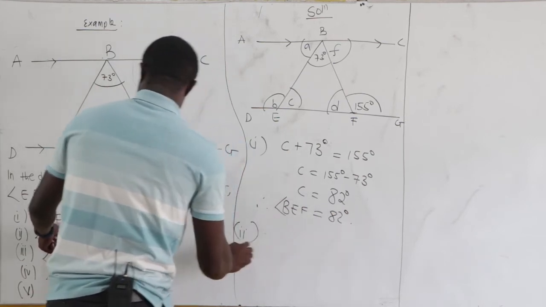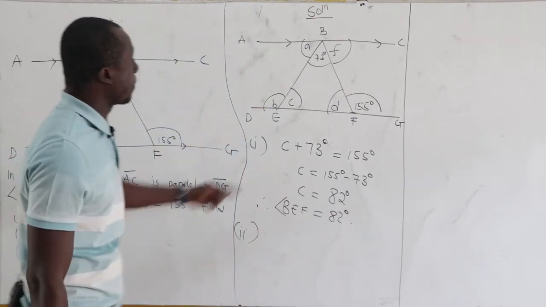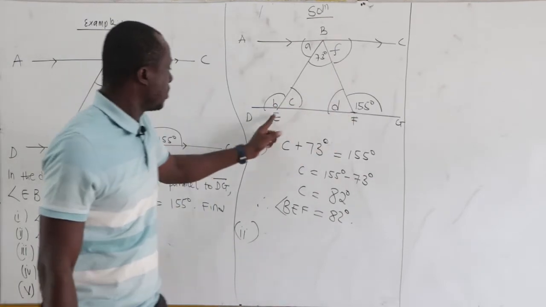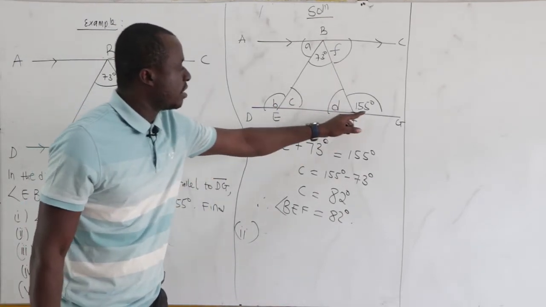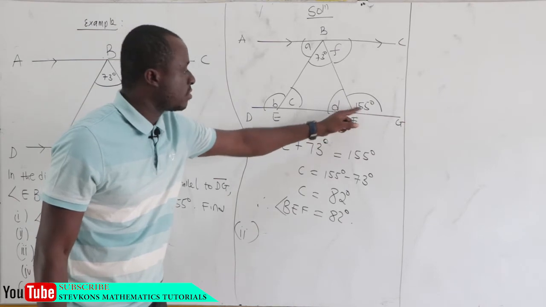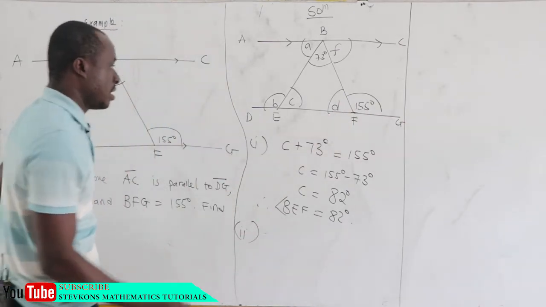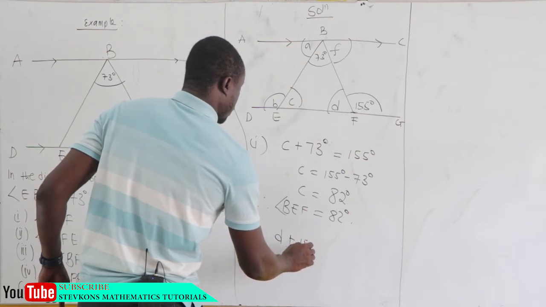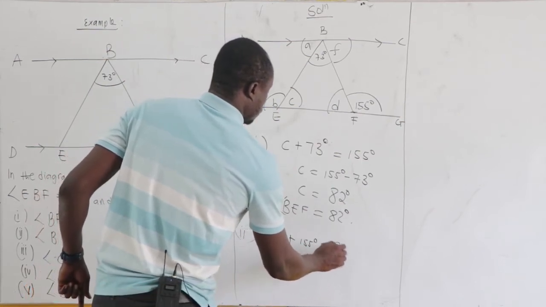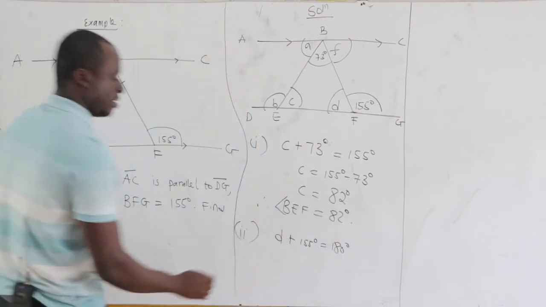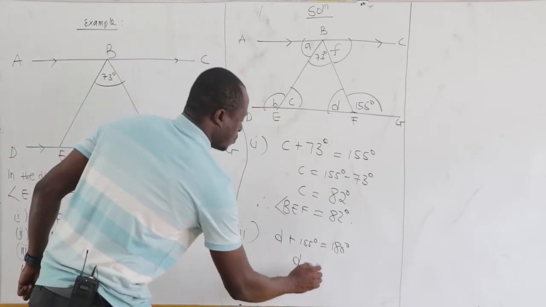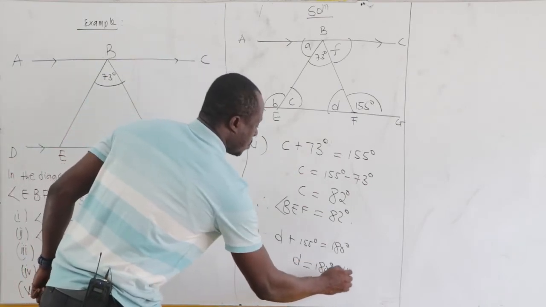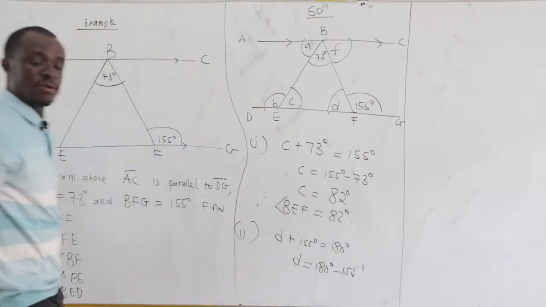Now let's see the second one. BFE. We want to find the angle over here. Now, this is a straight line. Sum of angles on the straight line equal to 180. So what can we say? You can say D plus 155 equal to 180 degrees. Clearly, our D is equal to 180 degrees minus 155 degrees.